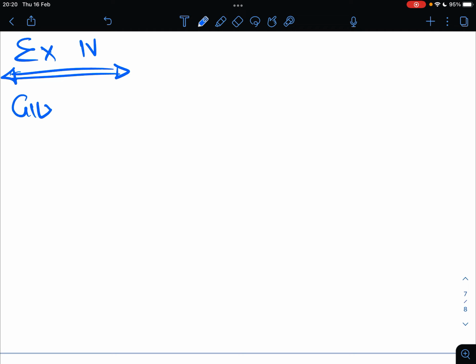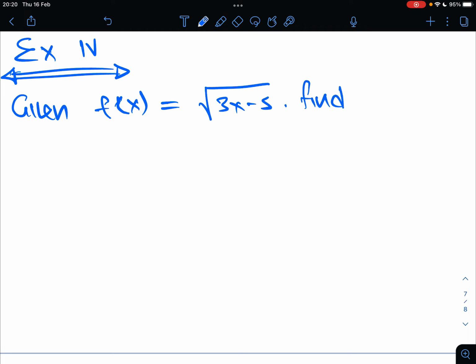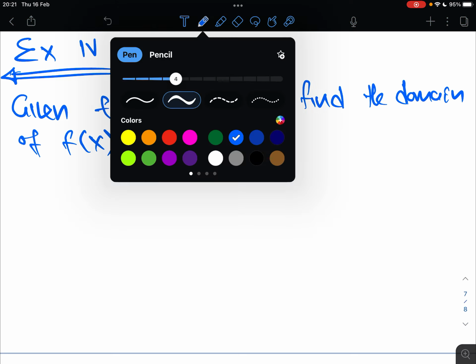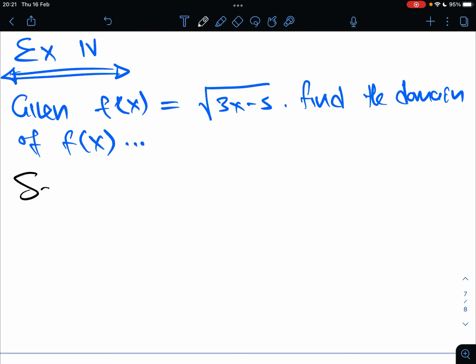So given f of x equals the root of 3x minus 5, find the domain of f of x. So how can we find the domain of f of x? The solution proceeds as follows. First we have to ask ourselves, looking at what is given, what do we know?